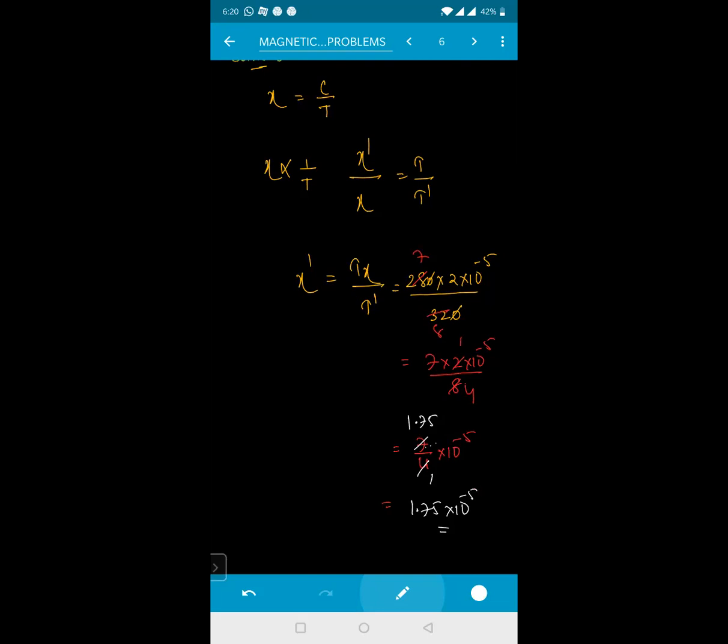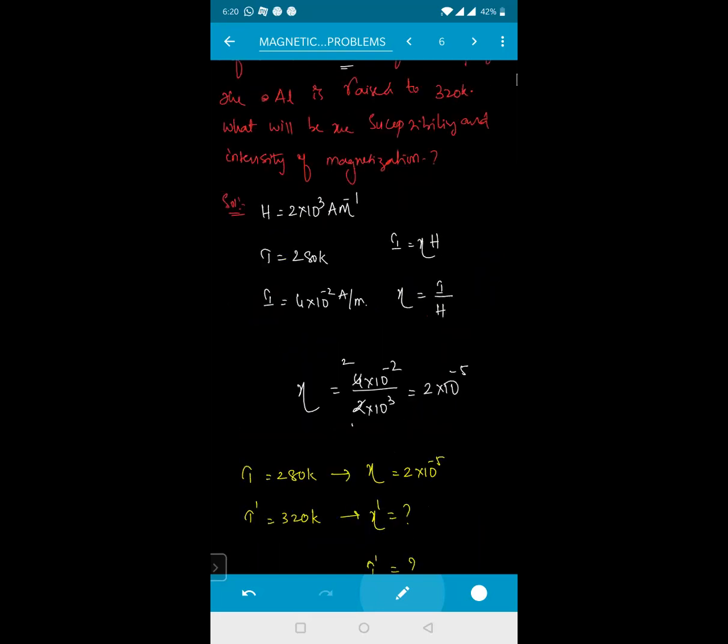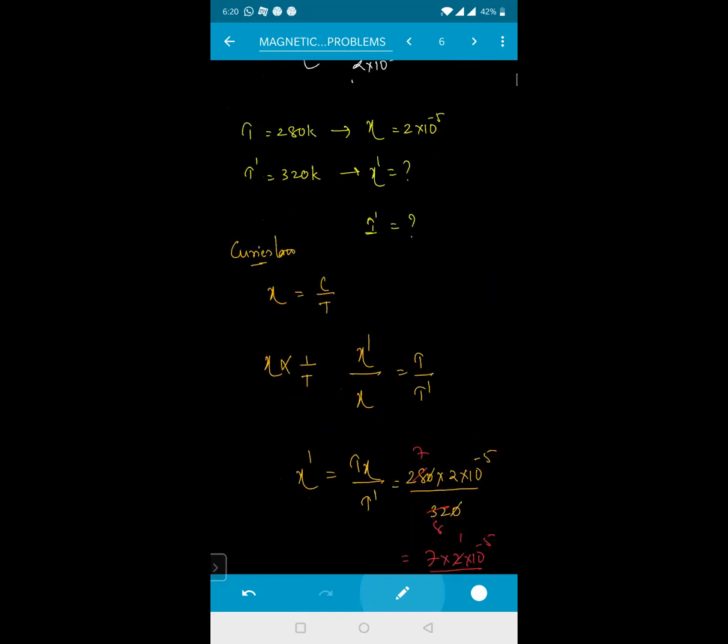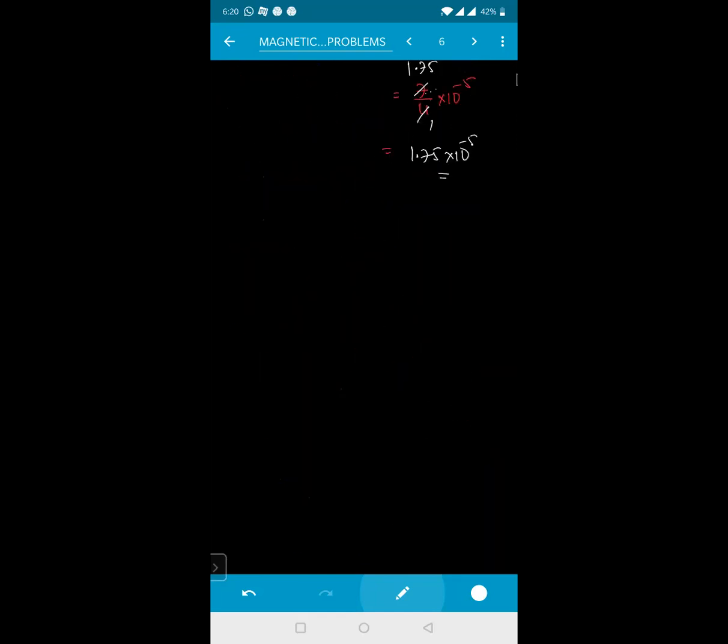What is the next part? Susceptibility is over, and the intensity of magnetization, that means I dash. I dash is equal to susceptibility into H. H will not change, because it is the external magnetizing field, so it is not going to change.